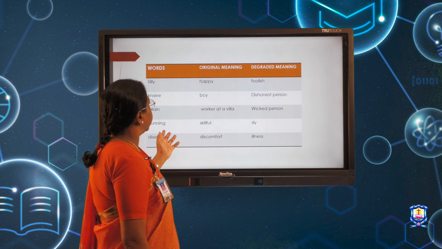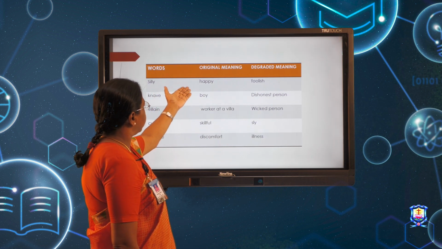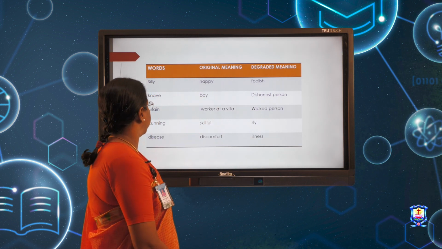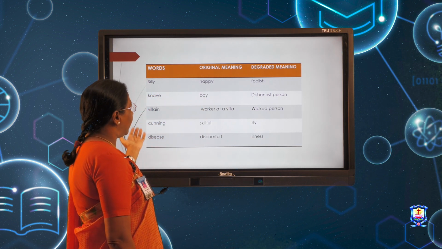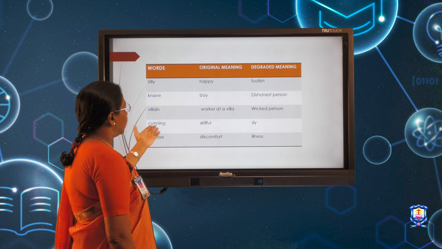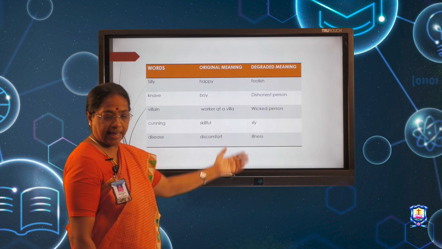The words here will definitely explain. The word silly had the original meaning happy and now it is foolish. Knave: boy, now dishonest person. Villain: worker at a villa, now wicked person. Cunning: skillful, now sly. Disease: discomfort, now illness.